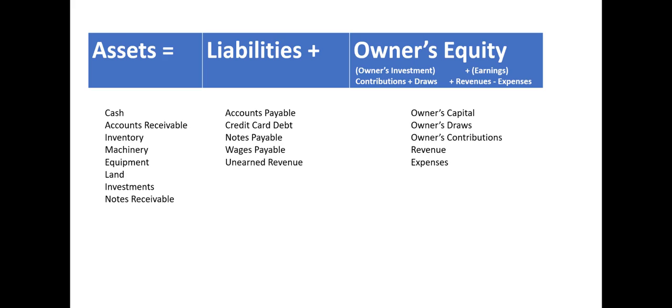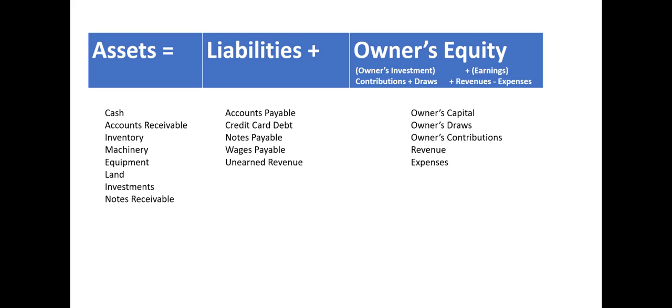So assets are things that the company owns, things like cash, accounts receivable, which are when other companies owe us money, inventory, which are things that we sell, machinery, investments, goodwill. There's a myriad of other types of assets, but these are some of the more common ones that you're going to see.